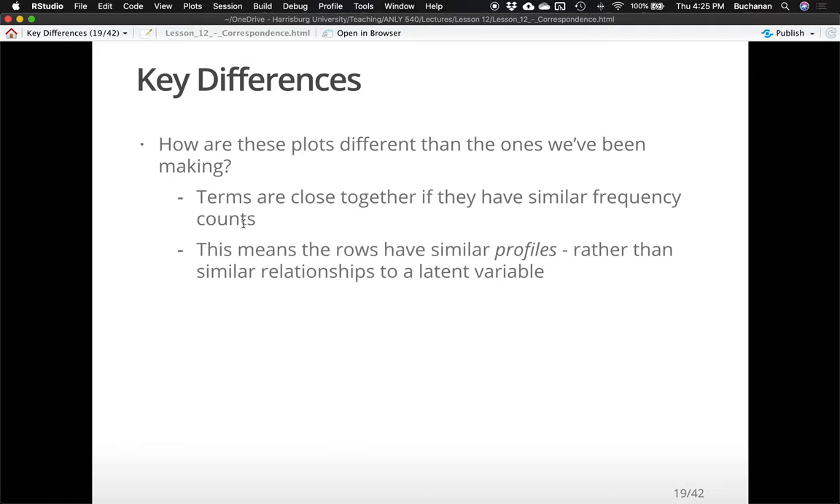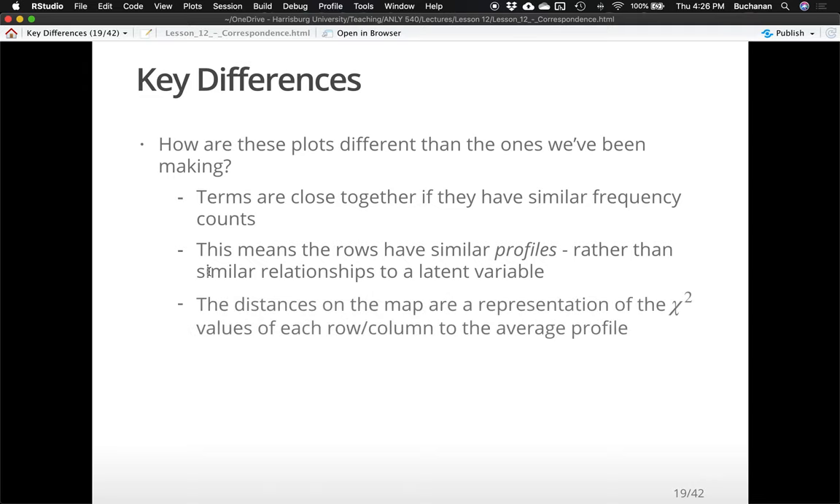Okay. Here we're working with categorical variables, so we're going to say they have similar frequency counts rather than similar distances or similar factor loadings, which are contiguous. Okay. And so that means they have similar profiles, right? They have a similar relationship to their dimension. We can call this a latent variable if you want. Okay, dimension's a broader word.